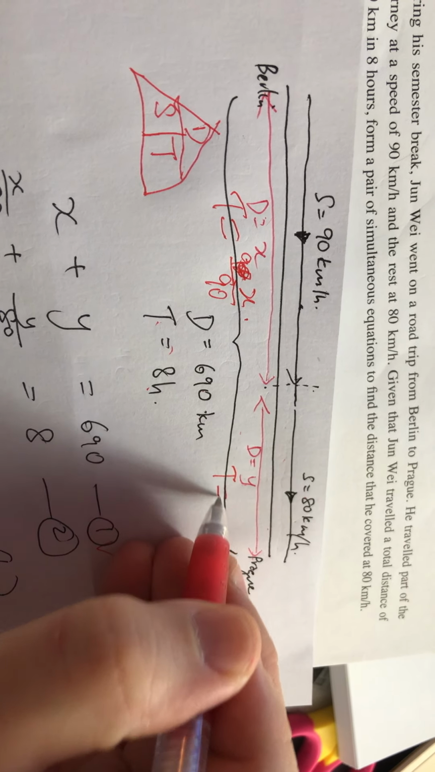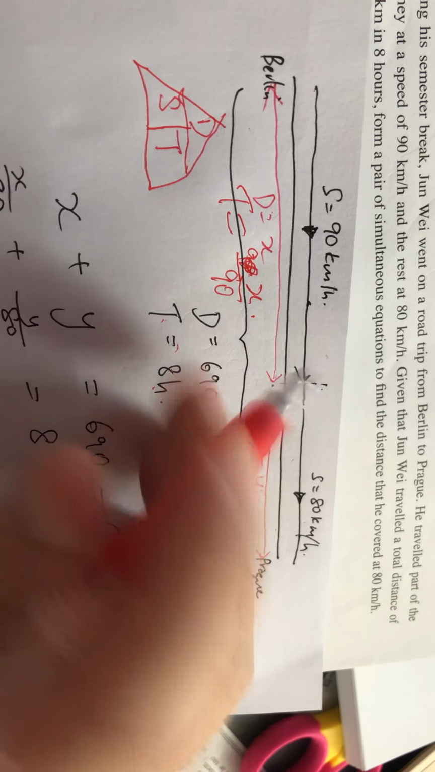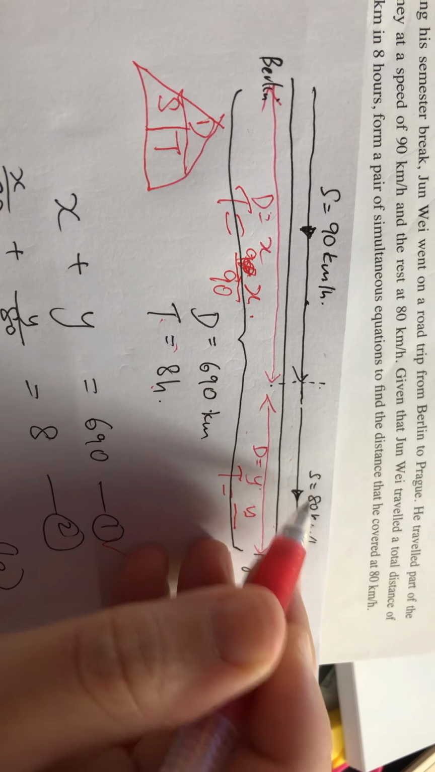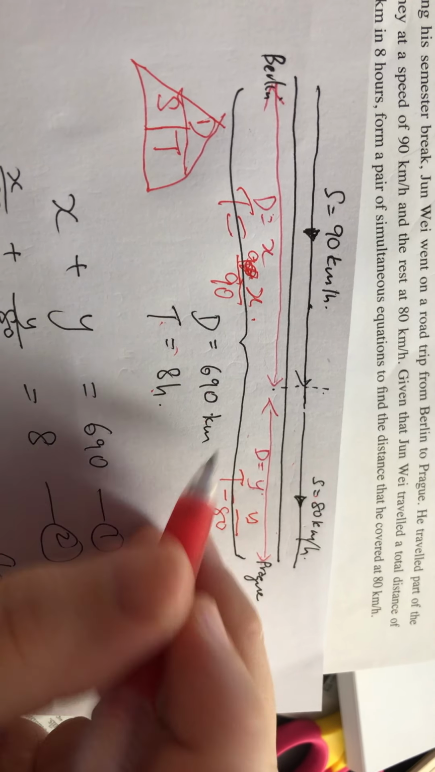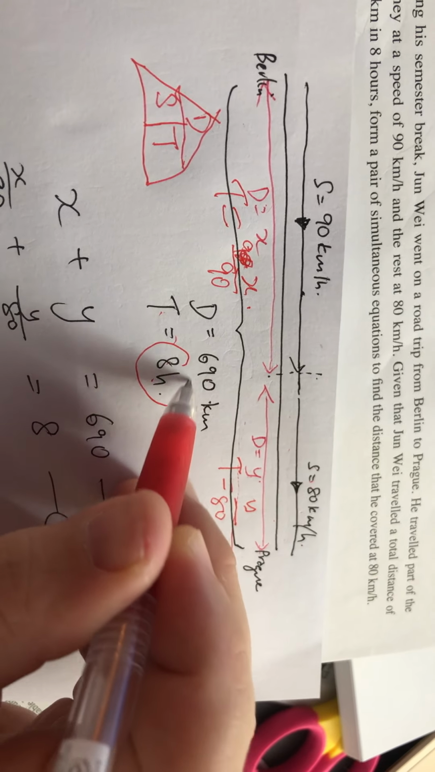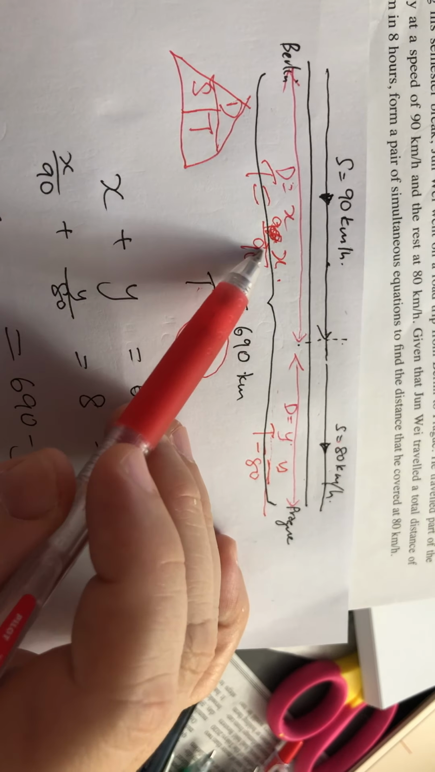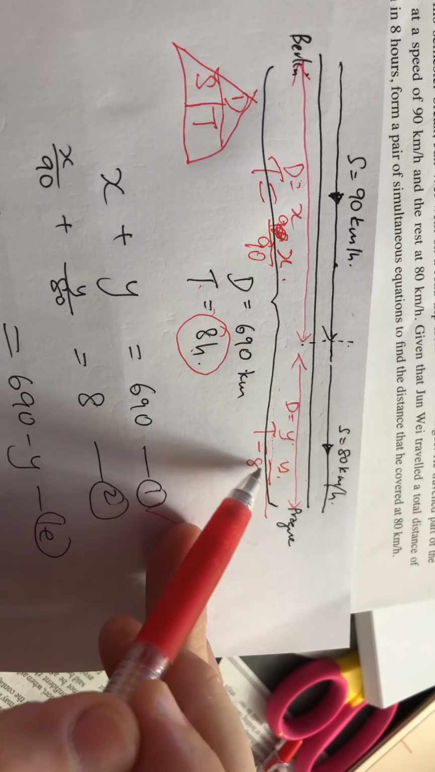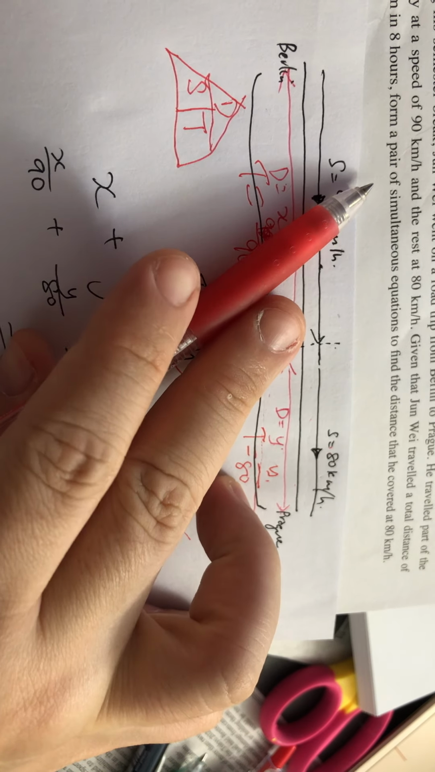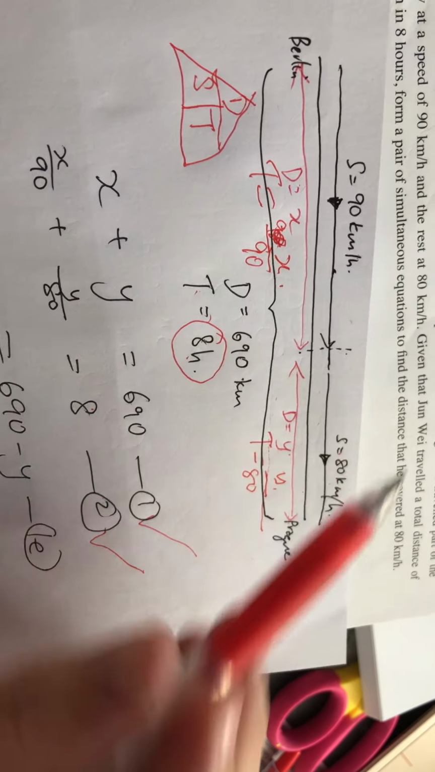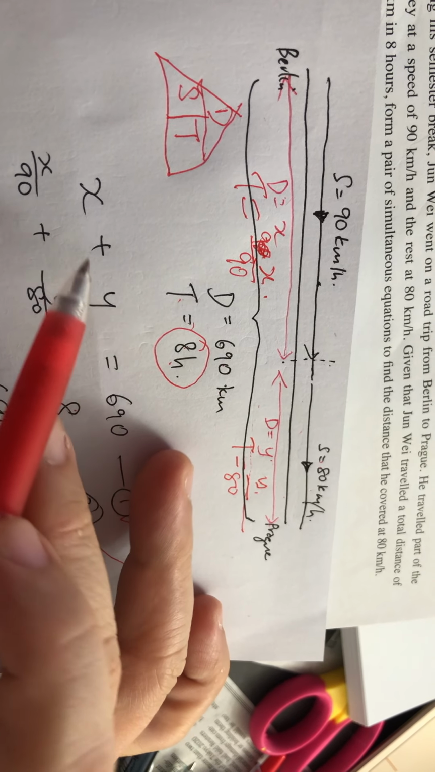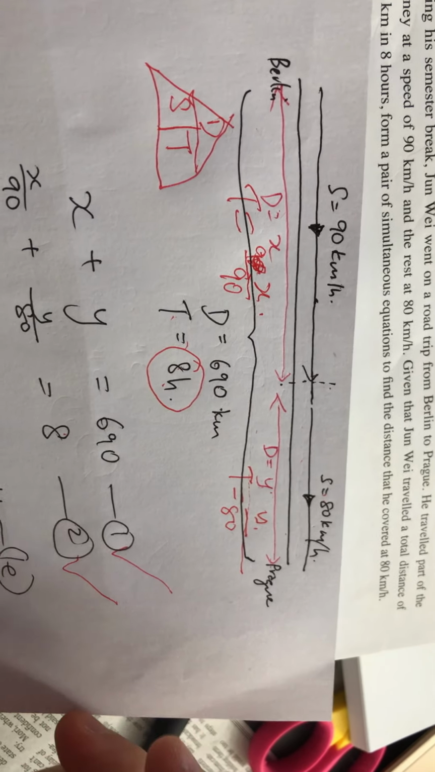Similarly here, using DST, to find the time is just distance over speed. Distance is y, the speed is 80. Which means this timing plus this timing must equal the total of 8 hours. So that's what I did here: x over 90 plus y over 80 must equal 8. So these are the two simultaneous equations, the pair that they need you to form. Now you only need to find y actually, so you don't need to find x. But never mind, I'll show you how to find x and y.